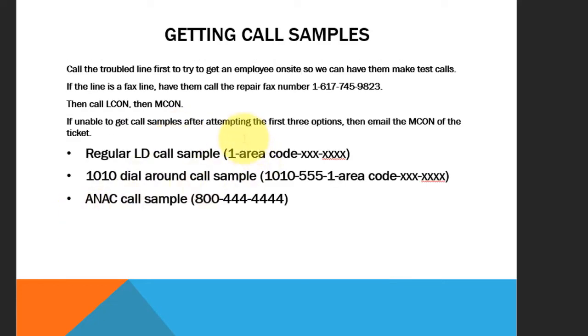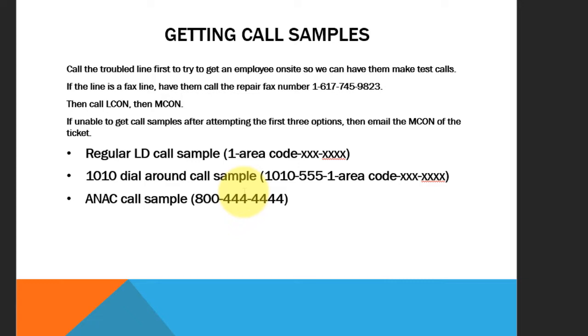Okay. So once we actually have someone on the line who's willing to get some call samples for us, we're going to do these three tests. When I say call samples, there's three of them. We're going to have the customer do three tests, and I'm going to explain what they are. The first one is kind of straightforward: the regular long distance call sample. Basically, we're going to have the customer call from the line that they're having issues with, and they're going to call a phone number with the one, the area code, and the rest of the number. Just a normal long distance call.